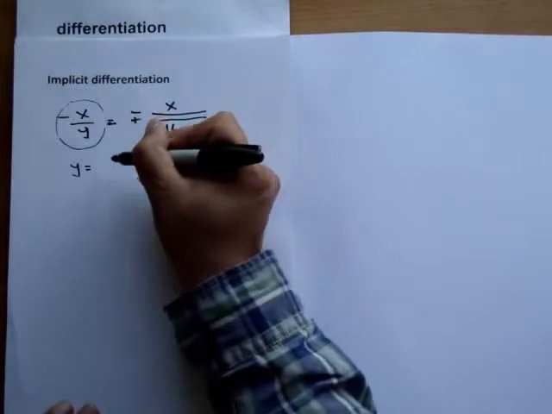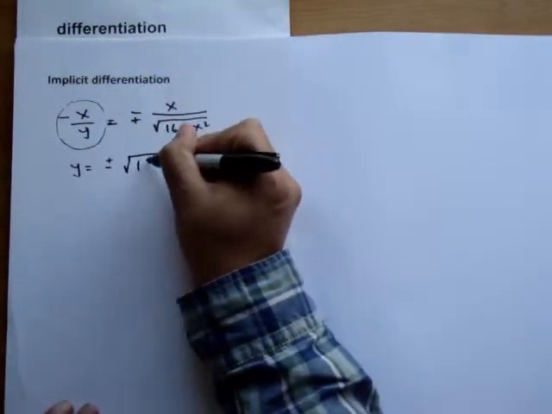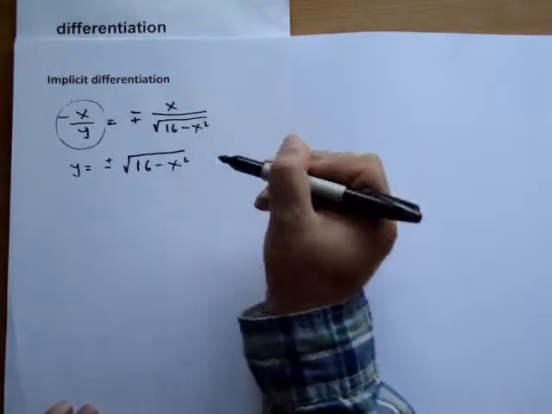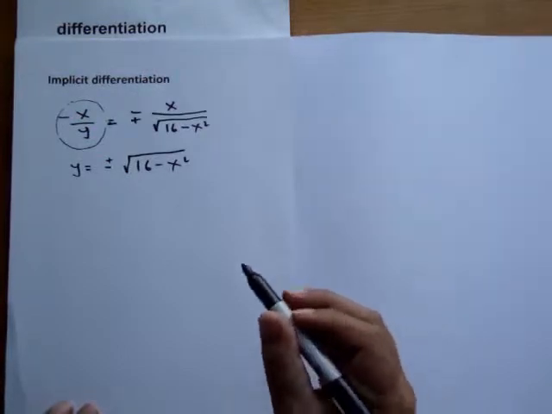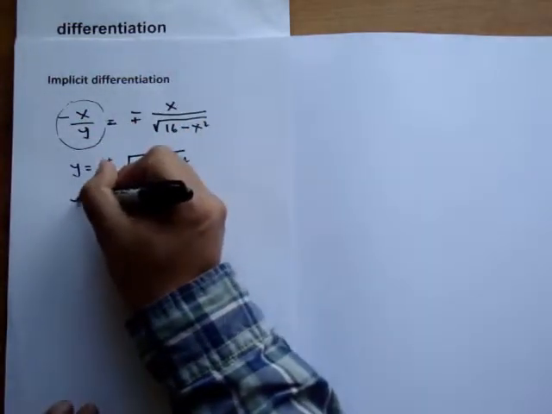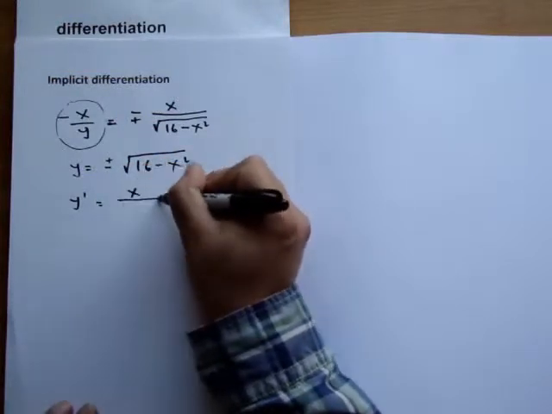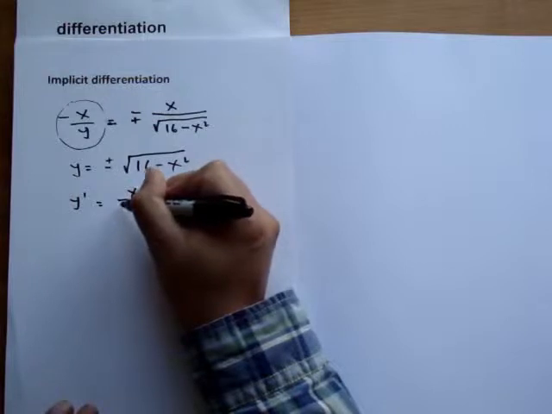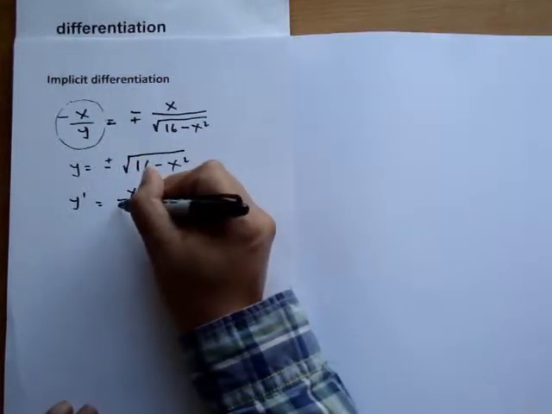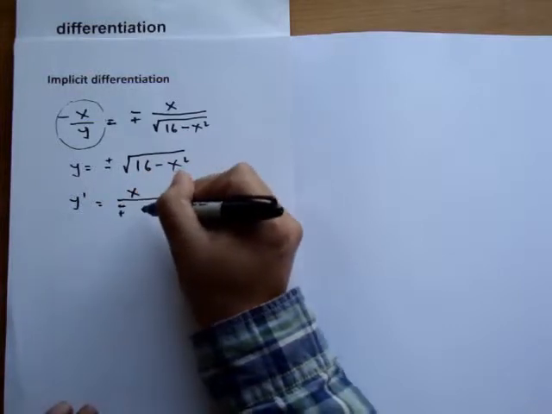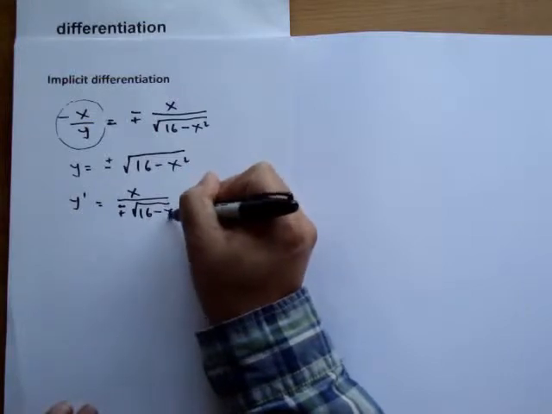So we had y equals plus or minus the square root of 16 minus x squared, and we had y prime equals x over, now we can move this sign down, so we get minus plus the square root of 16 minus x squared.